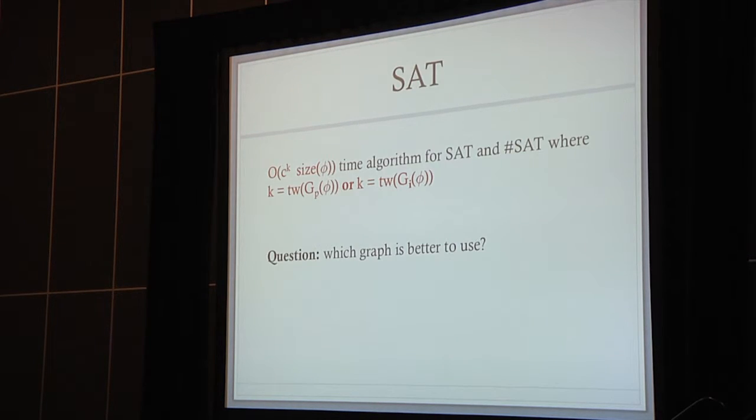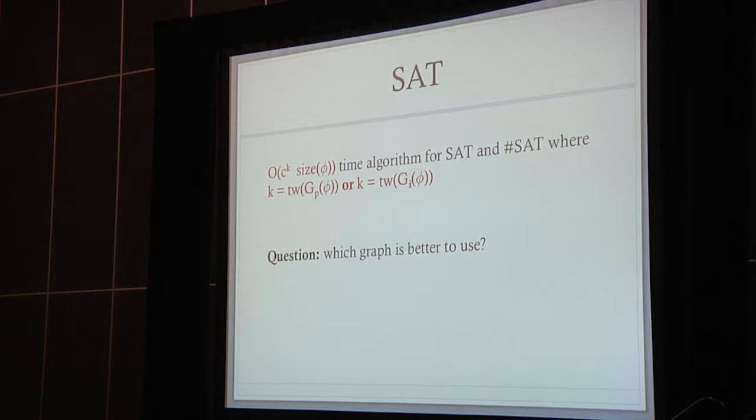What one can show easily, again using dynamic programming, and it's a nice exercise if you want to do it, is that if you look at this graph and it has small treewidth, then you can check whether the formula is satisfiable or not efficiently. What is the running time? The running time depends exponentially on the treewidth of this graph, but only linearly on the size of the formula. Now I gave you two graphs. Which one is better? Should you use the primal graph or the incidence graph?